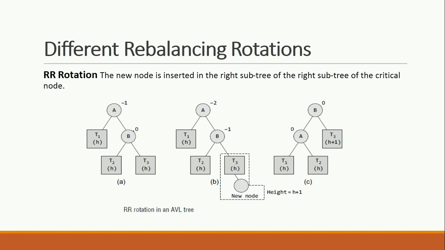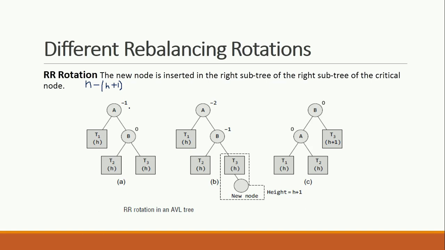Means for the B node, the height of left subtree is h. The height of right subtree is h. So h minus h would be 0. Now for A, what is the height of left subtree? h. What is the height of right subtree? That is h plus 1. So h minus (h plus 1), what do we get as the answer? In this case, it would be minus 1.